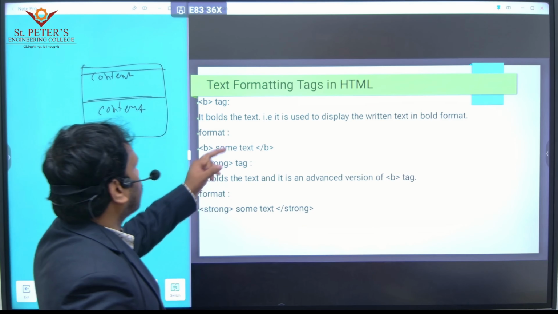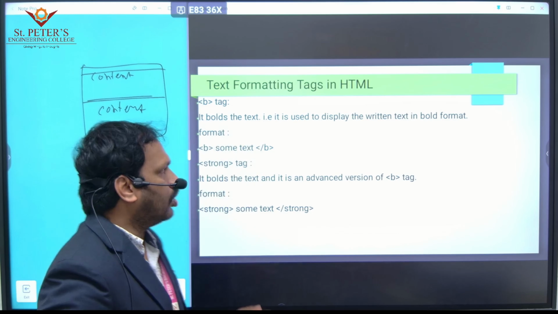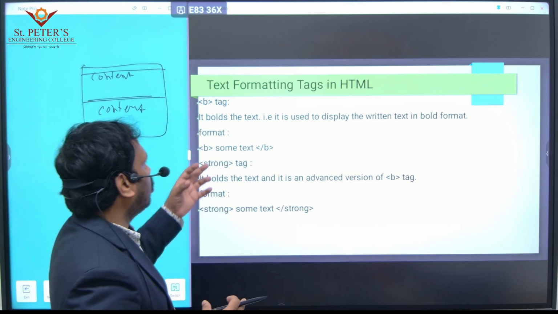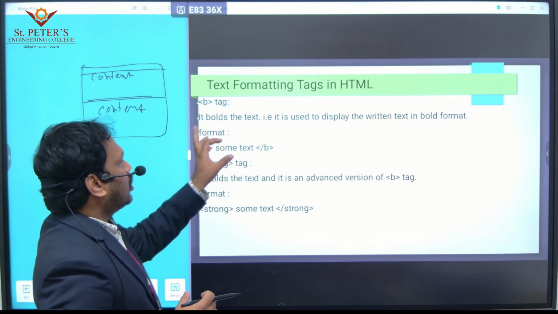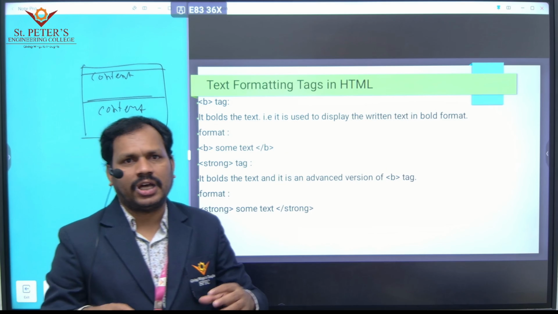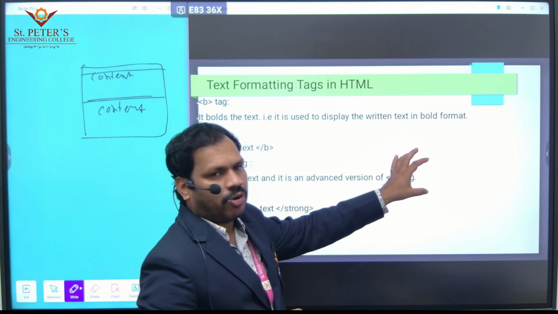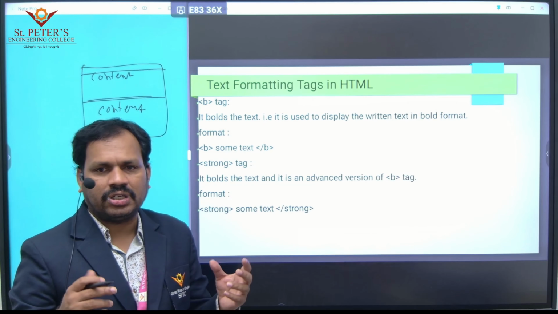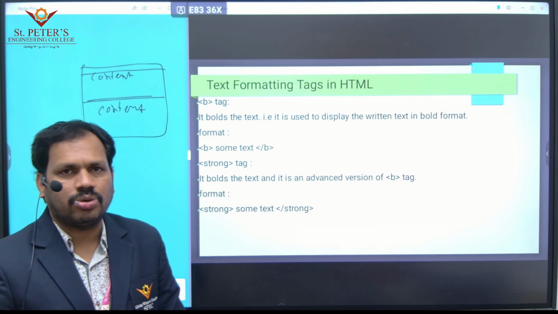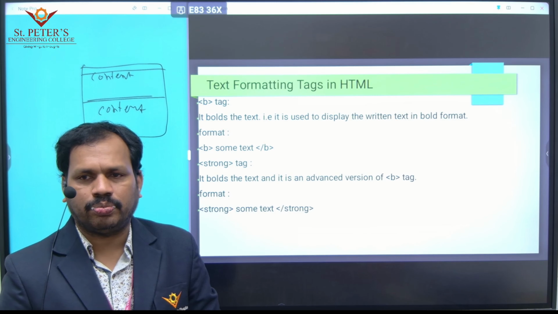And the next one is going to be the B tag. The B tag is nothing but the bold tag. If I want to specify the content in the bold format, then we are going to be using the B tag. So it bolds the text. Whatever content we specify inside the B tag is going to be displayed in the web browser in the bold format, highlighted.